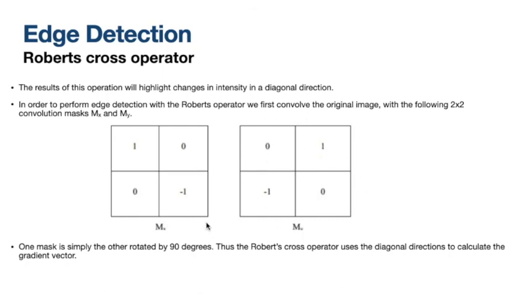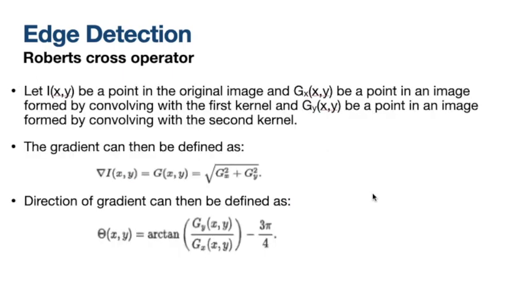The Roberts-Cross operator uses diagonal directions to calculate the gradient vector. Here the zeros are in the diagonal direction. See, in one mask it is in this diagonal direction, and in the other mask it is in this direction. So the Cross operator uses the diagonal direction to calculate the gradient vector.